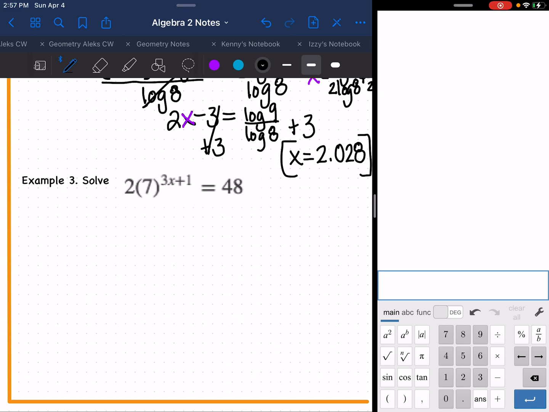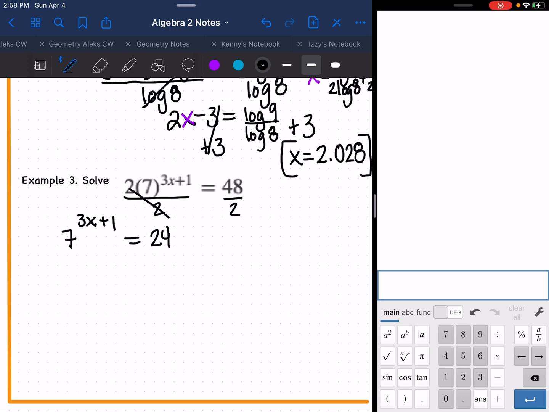So let me go ahead and clear my Desmos. Notice on this one that before I can begin, this is my base and here is my power. So I have to get rid of the 2. The 2 is being multiplied by my exponential function. So the first thing I'm going to do is divide both sides by 2. This is going to give me 7 to the 3x plus 1 power is equal to 24.